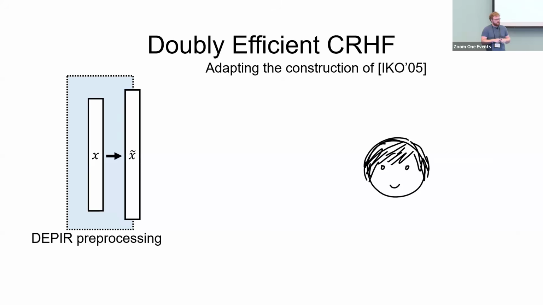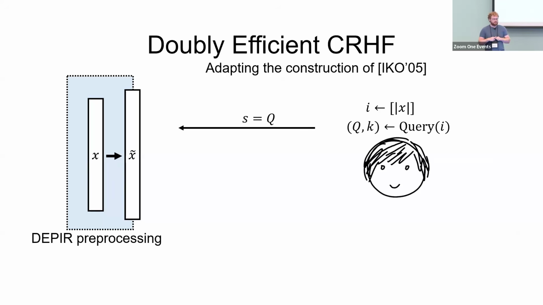The way this will work is that the server will preprocess the input using DPIR, and then the seed for the hash will be a DPIR query to a random location that the client, or the receiver, will compute, and then a hash is just a DPIR response.